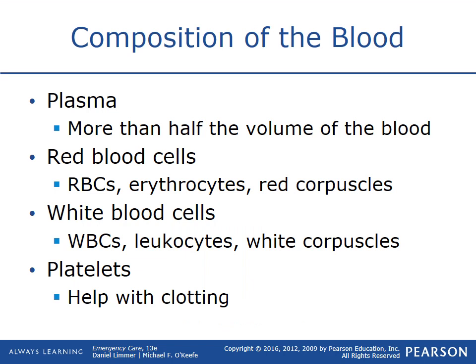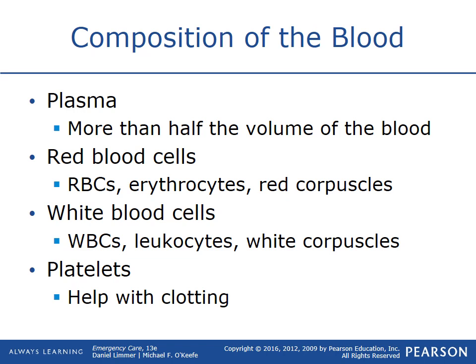Blood composition, you should know. Plasma. More than half of the volume of blood is plasma. It's the fluid that the blood circulates in, and that's how it flows and keeps moving. The red blood cells are very important. RBCs, also called erythrocytes or red corpuscles. Those are the actual cells that carry oxygen around and deliver it, and also pick up carbon dioxide.